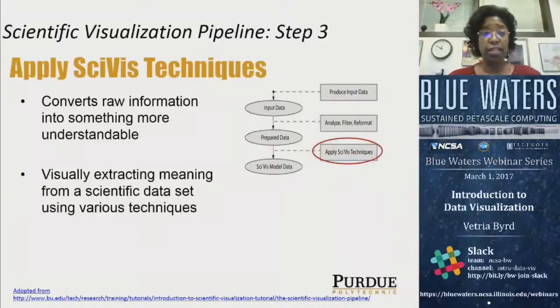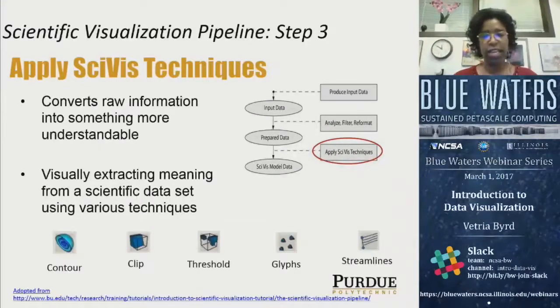The next step is to apply some scientific visualization techniques. In this slide, these are some common types of techniques that you'll see in many applications in which you're able to look at scientific type data or biological data: contours, create some contours. Maybe you want to clip the data. You only want to look at a certain part of it. Maybe you want to do some thresholding, only show data points within a range of values. And so all these are different types of techniques that are applied.